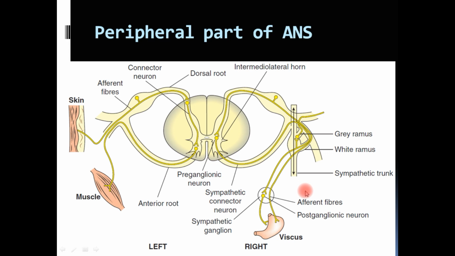There is also the sensory part of the autonomic nervous system, that is, the sensation from the organs will be carried to the afferent neurons, which is a single neuron whose cell body lies on the dorsal root ganglion and then connects to the intermediolateral horn. So this comprises the afferent part, or the sensory part, of the autonomic nervous system, arising from the organ and taking the impulses or the sensation through the dorsal root ganglion to the intermediolateral horn or the dorsal horn of the spinal cord.